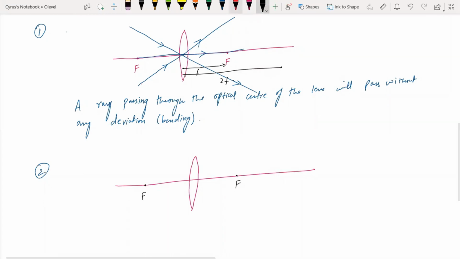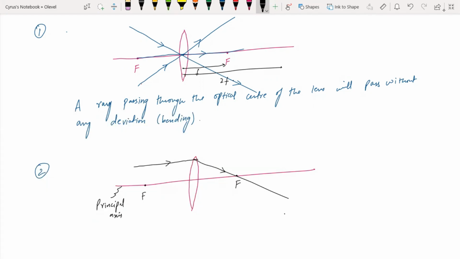Now, if a ray is going parallel to the principal axis, for example this ray is going parallel to the principal axis, this was the principal axis. If a ray is going parallel to this principal axis, what will happen? It will pass through f after refraction. It will pass through f. A ray which is parallel to the principal axis is going to pass through f.